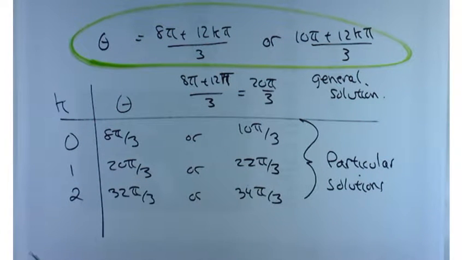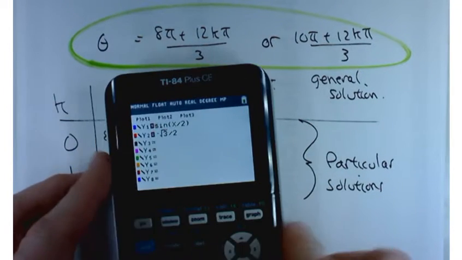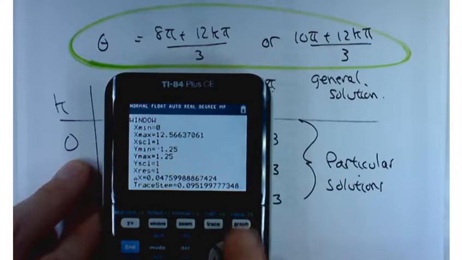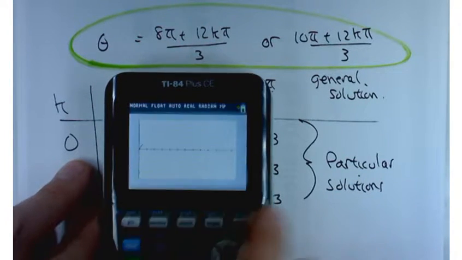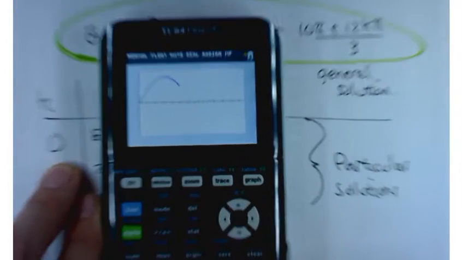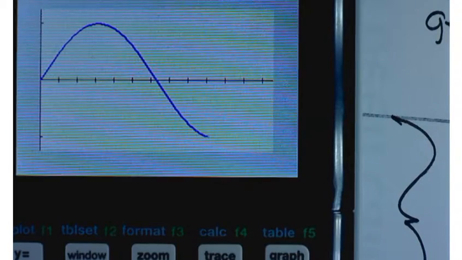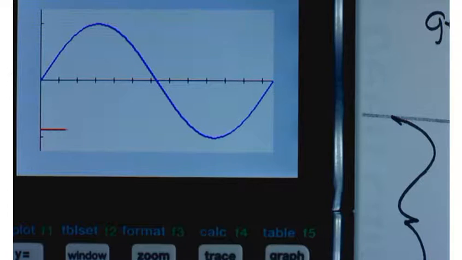Let me see if I still got that graph someplace. Let's see. Window. Oh, I changed my mode. That's why it doesn't look so good. So I can compare things now. I got solutions at 8 pi over 3. Let's do this. This is kind of clever. It's a nice little trick for you.